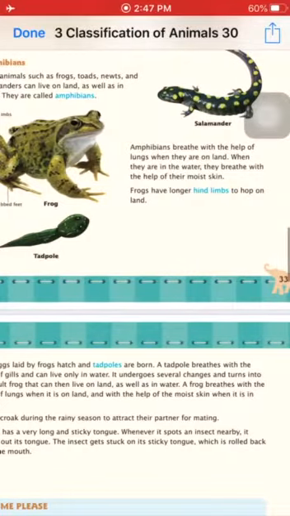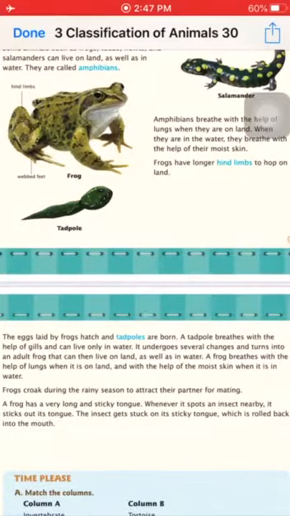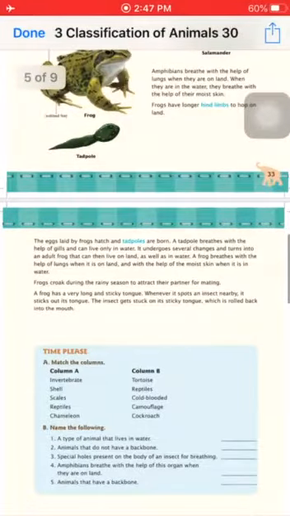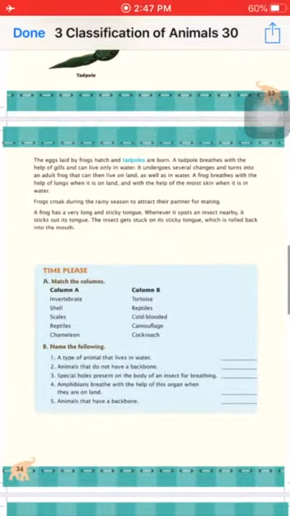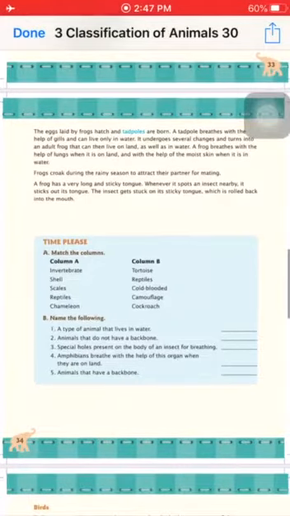Now, amphibians breathe with both lungs and skin. When they are inside the water, they breathe through their moist skin, but when they are on the surface of land, they use their lungs to breathe or respire. Now the eggs laid by frogs hatch and tadpoles are born.